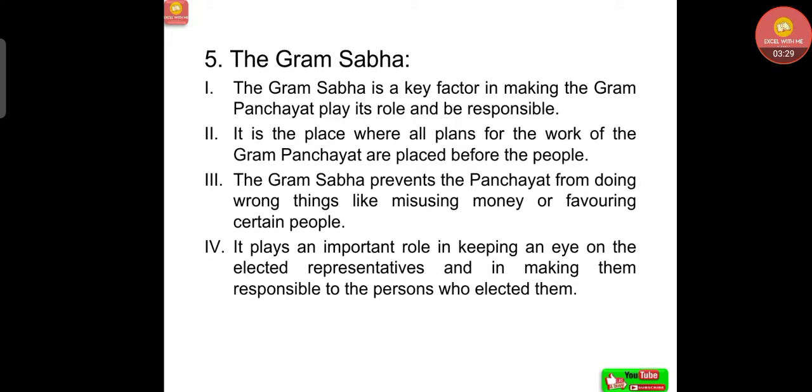The next one is the Gram Sabha, very important. First point, the Gram Sabha is a key factor in making the Gram Panchayat play its role and be responsible. It is the place where all plans for the work of the Gram Panchayat are placed before the people. The Gram Sabha prevents the Panchayat from doing wrong things like misusing money or favoring certain people. It plays an important role in keeping an eye on the elected representatives and in making them responsible to the persons who elected them. So these are the very important points related to the Gram Sabha.